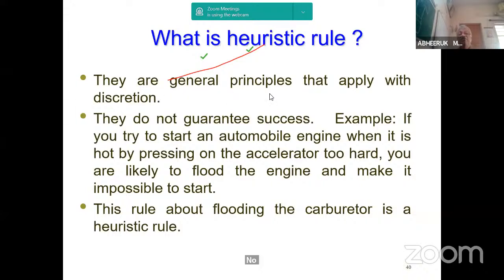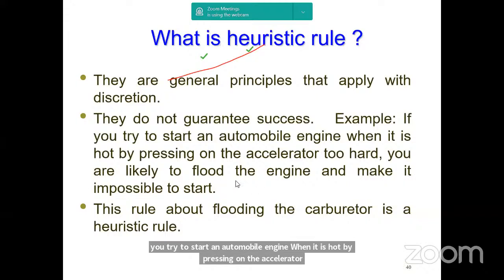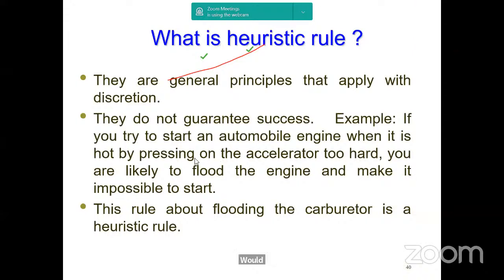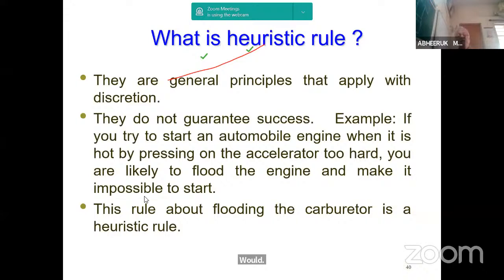So there are general principles that apply with discretion. That means with judgment you have to apply them. See here the example: if you try to start an automobile engine when it is hot by pressing on the accelerator too hard, you are likely to flood the engine and make it impossible to start. So this is the rule. This rule may work, may not work. Maybe in most cases it will work, but sometimes it may not. So this is called a thumb rule or heuristic rule.